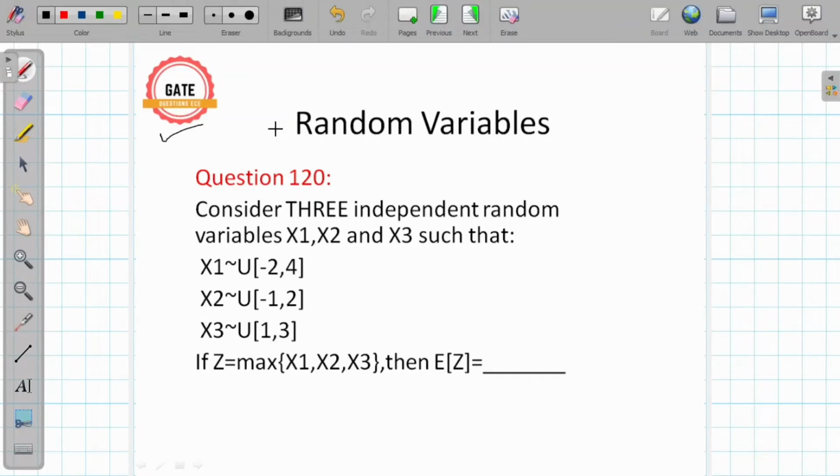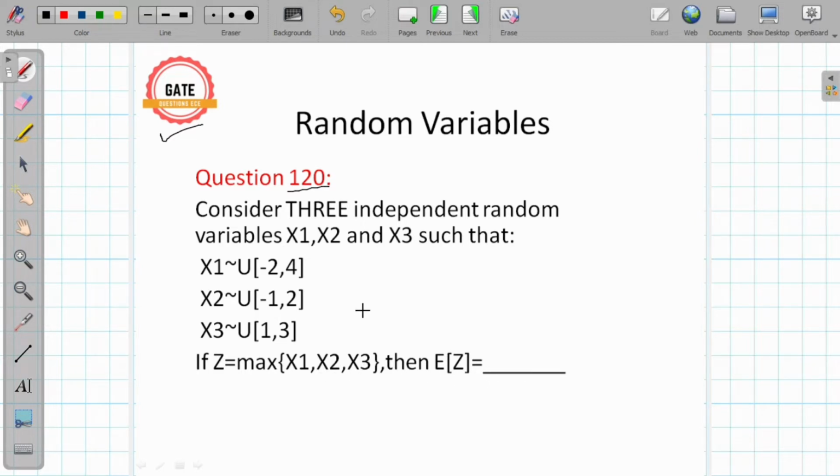So I am back with the next question in the series of random variables, and the question code is 120. Consider three independent random variables x1, x2, x3 such that x1 is uniformly distributed over the range -2 to 4, x2 is uniformly distributed over the interval -1 to 2, and x3 is uniformly distributed over 1 to 3. If z is equal to the maximum among x1, x2, x3, then find the expectation of z.